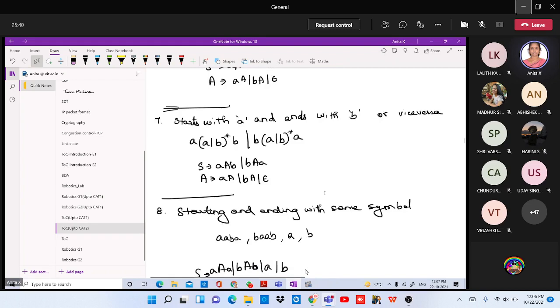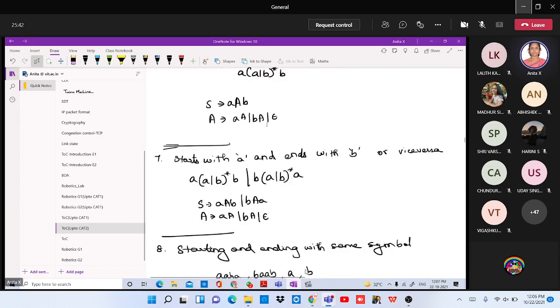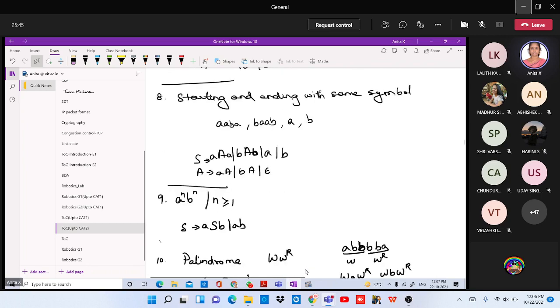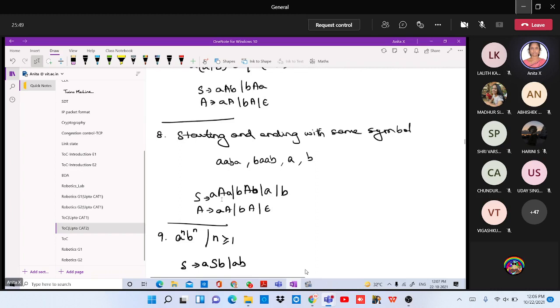Next comes starting and ending with the same symbol. Earlier it was a different symbol, whereas here it is the same symbol. So what is the possibility? I can even have strings of length 1. So A is also possible, because it starts with A and ends with A, or starts with B and ends with B. So AA, BB, and in between I can have anything, right? So for (A or B) star, for that expression we are having this production.